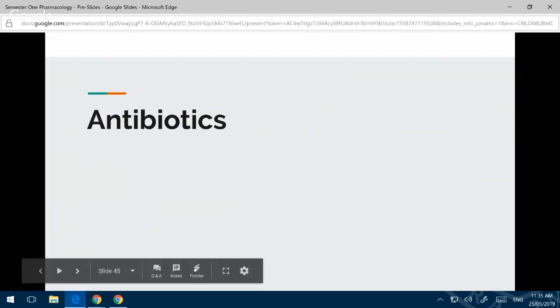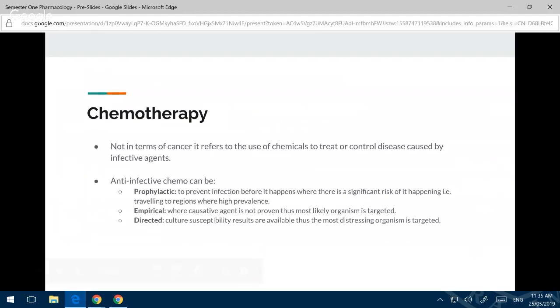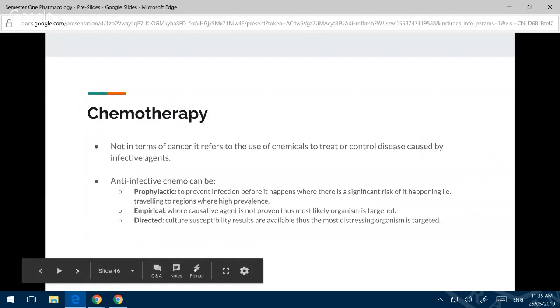Antibiotics, there are a bunch of these that you should be familiar with. I'm just going to talk about the mechanisms first. So chemotherapy, we're not talking in terms of cancer here, but we're just talking about the use of chemicals to treat or control a disease by infective agents. Anti-infective chemotherapy can be prophylactic. So this is when you administer medications to prevent an infection before it happens.